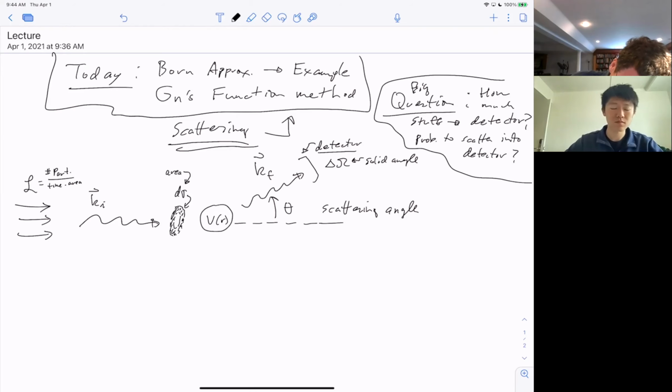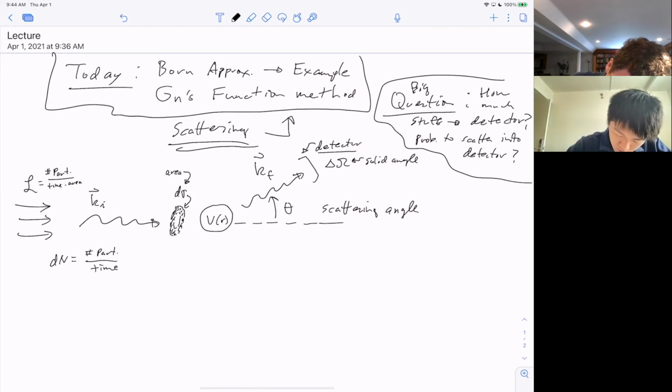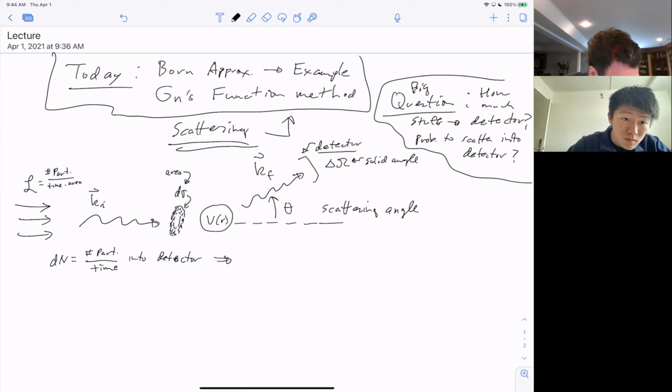And so the number of particles going into the detector, dN, is the number of particles per time into the detector, and there's a mapping. All the particles that hit through that little area go into the detector. And so you will then have dN equals L d sigma. I did this last time, but this is my favorite way of looking at it.